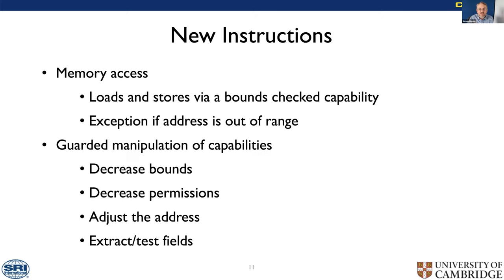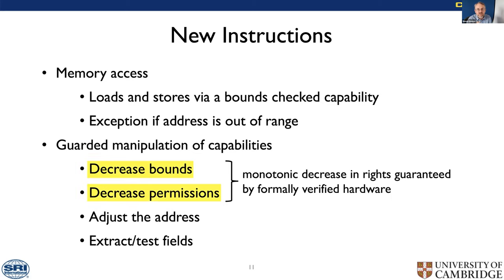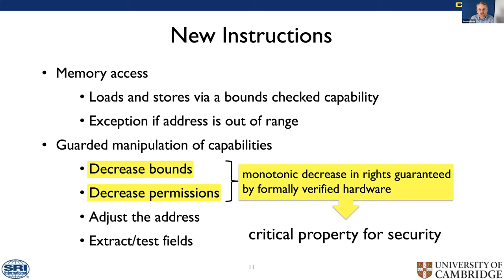To go with this capability, we add just a few new instructions. So we add very specific load and store instructions that work with bounds checked capabilities. And you get an exception if you try to dereference a capability where the address is out of range. We have guarded manipulation of capabilities, so we can decrease bounds, decrease permissions, adjust the address, and extract or test fields. The decreasing of bounds and permissions is absolutely critical to the security properties here. So monotonic decrease in rights is something that we formally verified in the ISA, since it is so critical for the security.